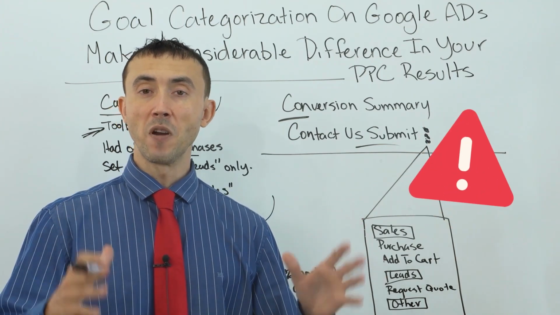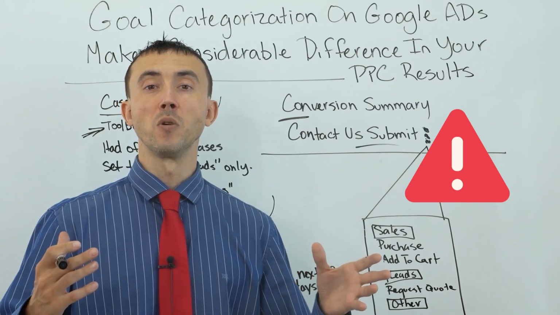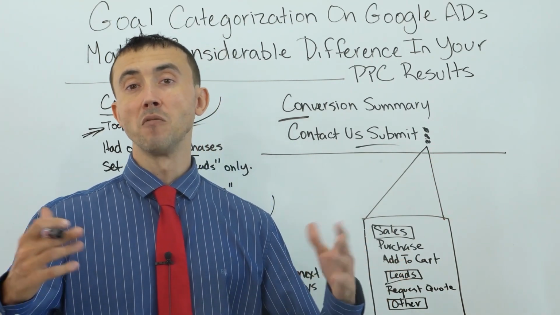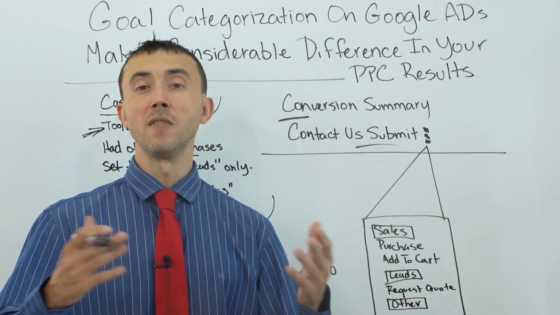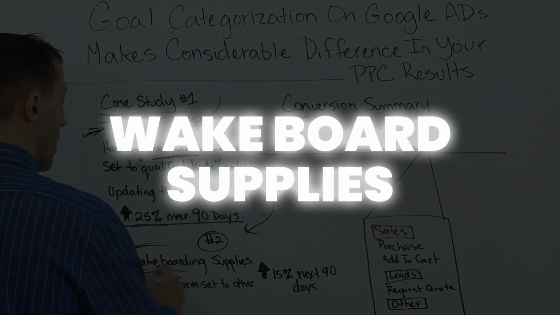So anyway, just be very careful when you do it. Don't automatically assume there will be no fluctuation in your results when you switch over. The more of it you change, the more likely, in my opinion, it's going to switch over, even though I haven't seen that directly. Now, the second case study I have is for somebody selling wakeboard supplies.